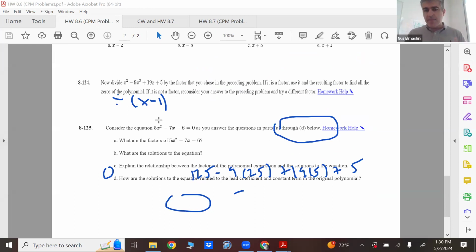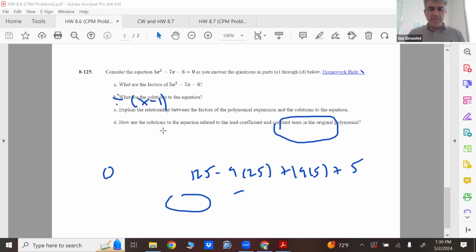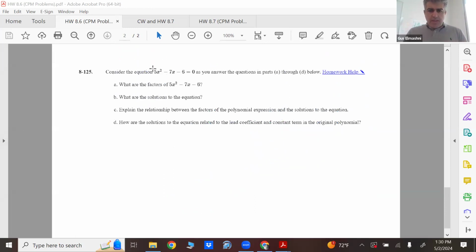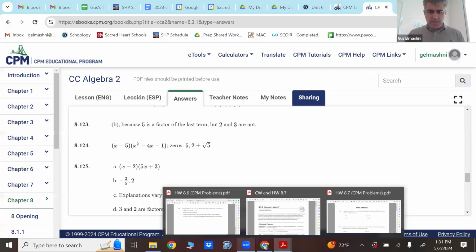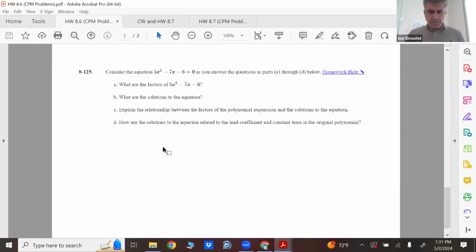So you have to then break it down even further. If not, then you have to reconsider. It's fine. Or do the quadratic formula. And then here, consider this equation where the factors and the solutions, when the ratio between the factors and the solutions, they multiply together. That's what I think you have to say for that one. Yeah, and then 3 and 2 factors is 6, while 5 is the leading coefficient. Is that what they're asking? Yeah, okay. So cool. I think we're all good there.